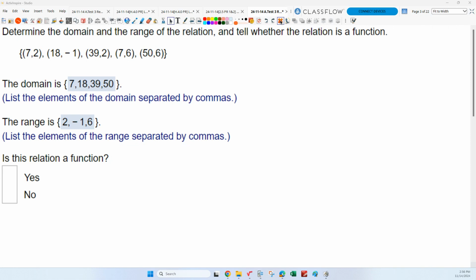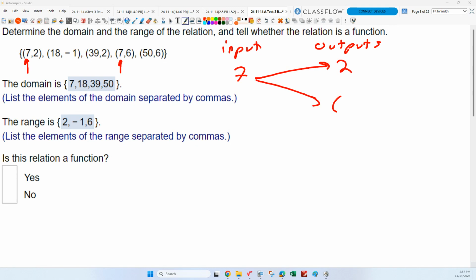Give me thumbs. Is it a function? No, it is not. Good. I see lots of thumbs down. What's the problem here? Yes. Good. 7 shows up twice in the domain. So that means that the input 7 maps to 2 different outputs, 2 and 6, right? And that can't happen. The only rule for a relation to be a function is that each input has to have exactly 1 output. Exactly. And that's not true here. So this is not a function.